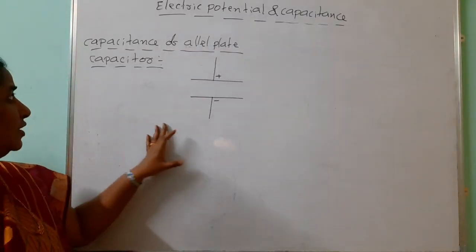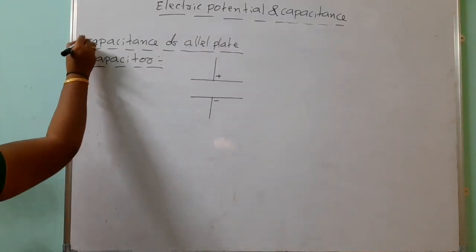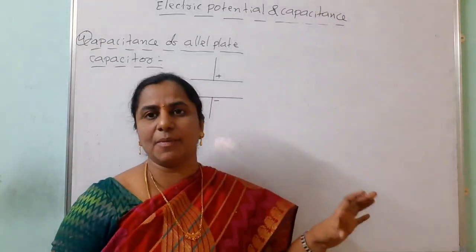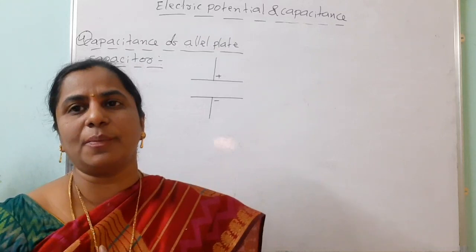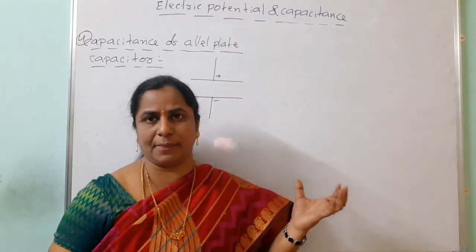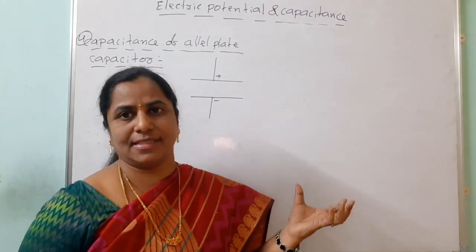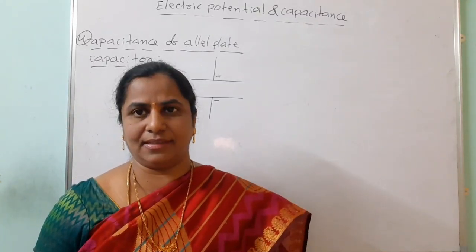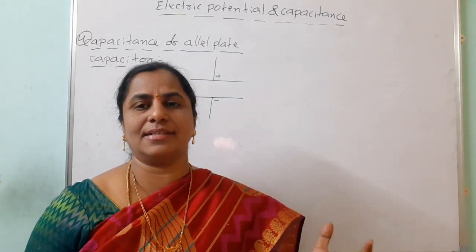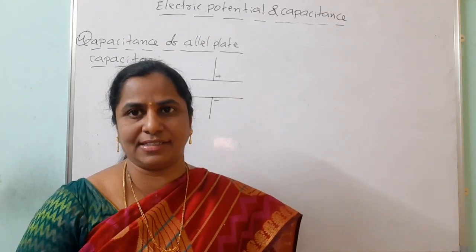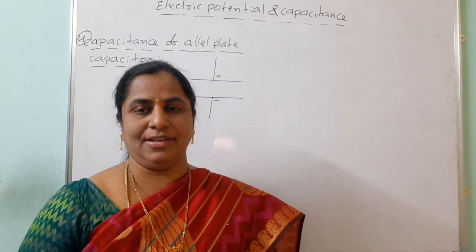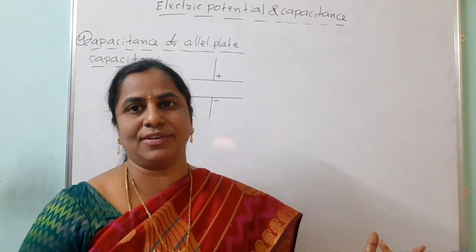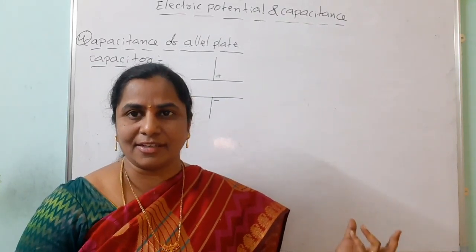Our fourth short answer question is, derive the expression for parallel plate capacitor. Many people are confusing parallel combination and parallel plate capacitor. Now we are discussing what is the capacitance of parallel plate capacitor. What is the capacitance? The ability to store the electric charge is called the capacitor. Now mathematically we have to give the expression for capacitance in the case of parallel plates.